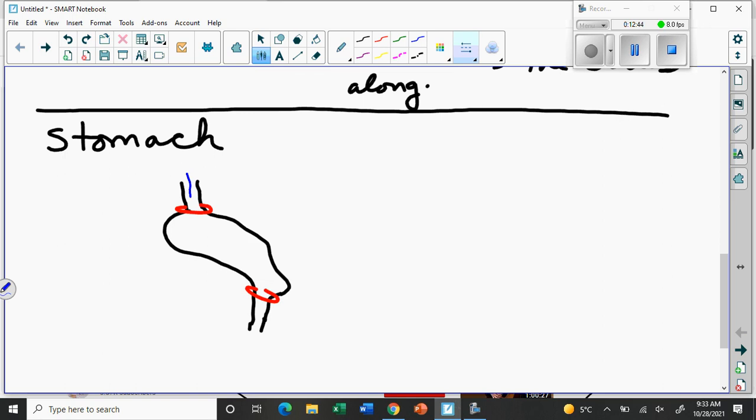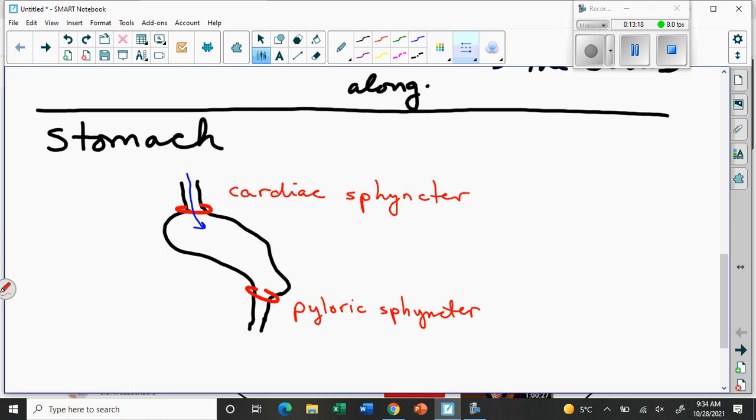like this, it comes down in here, this little valve, right, which we call a sphincter muscle. This one is called the cardiac sphincter, remember from our picture? It's called that because it happens to be near the heart, but it has nothing to do with the heart or anything like that. It's just its location that gives it that name. And then down here we have the pyloric sphincter at the bottom.